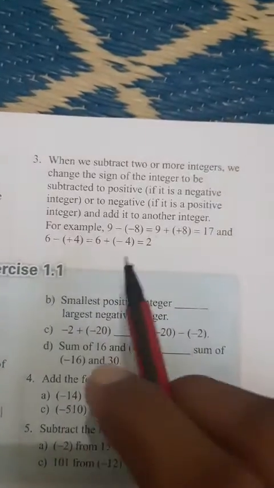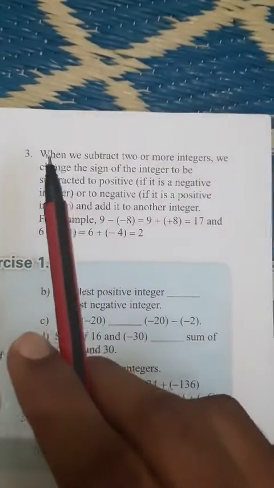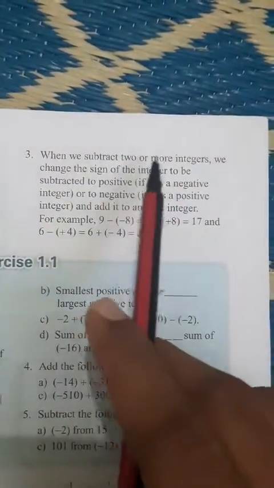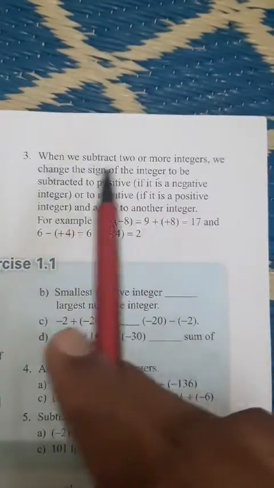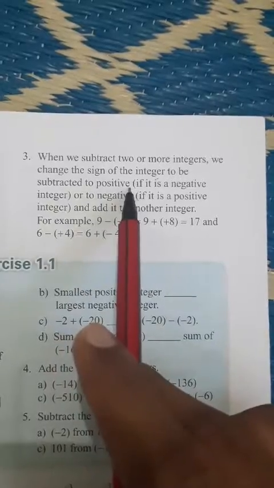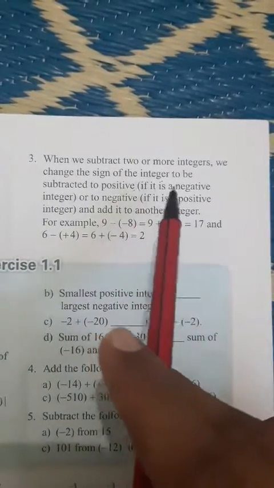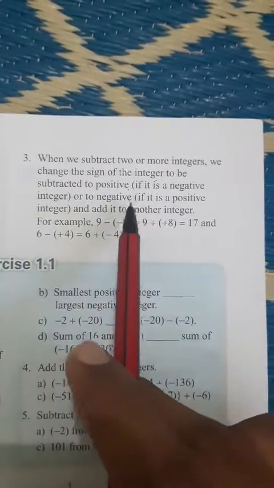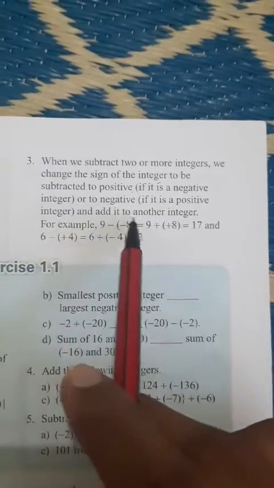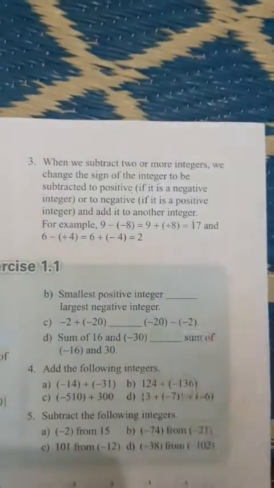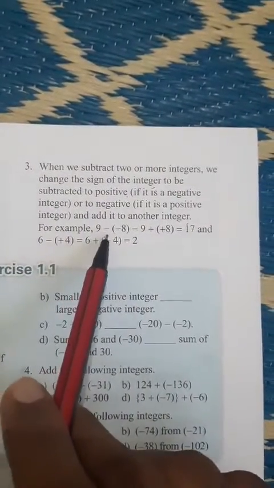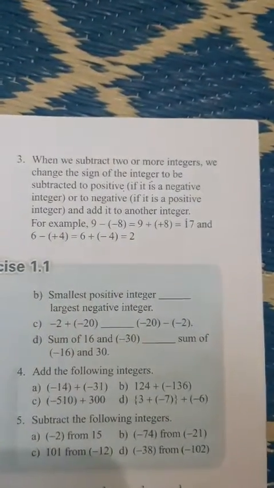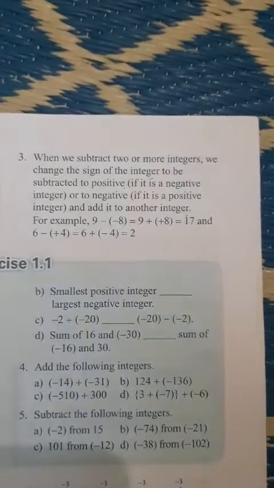And we will see here another one. When we subtract two or more integers, we change the sign of the integer to be subtracted to positive if it is a negative integer, or to negative if it is a positive integer, and add it to another sign. It means, for example, they given 9 minus into minus 8. That means here subtracting. So the addition is okay.